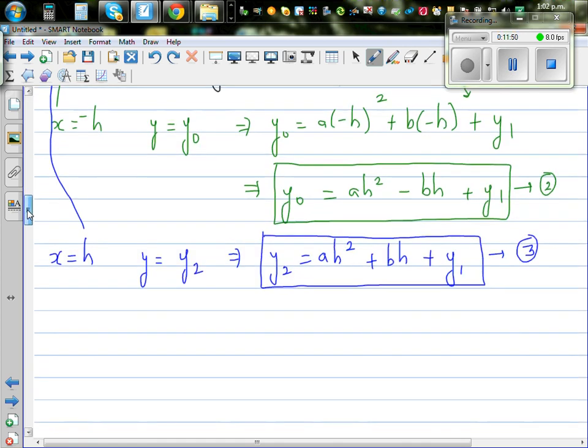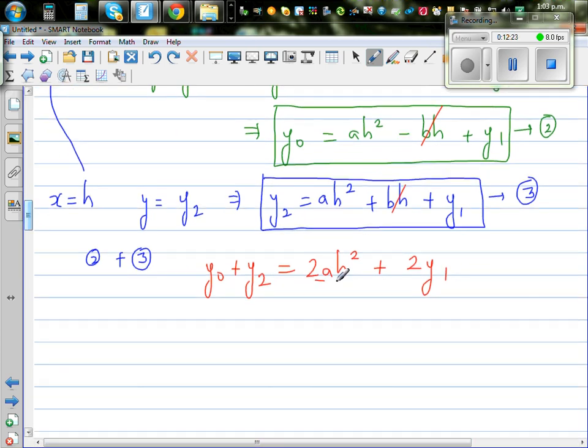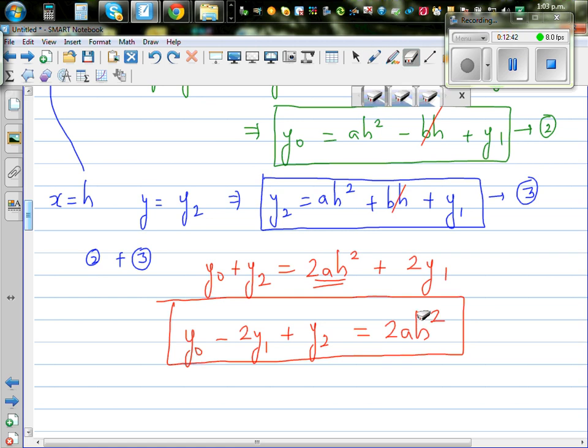So let me add equation 2 and equation 3. I'm going to add the left-hand side of 2 to the left-hand side of 3, so this becomes y0 plus y2. The b terms get cancelled. If you add the right-hand sides, this is 2a h squared plus 2y1. Now making this the subject, y0 minus 2y1 plus y2 is equal to 2a h squared. This is result number 4. We're almost there.